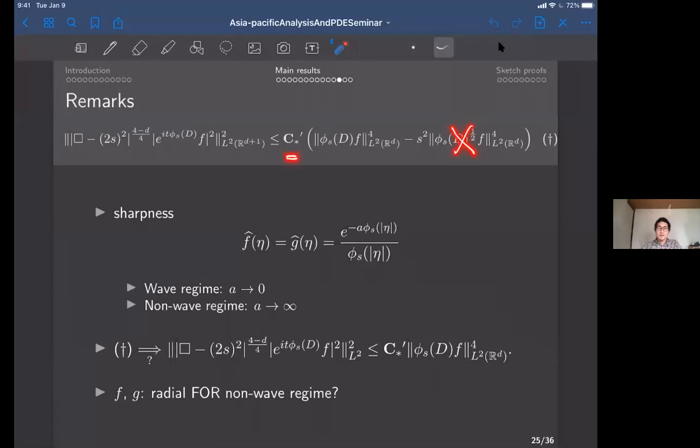Then we still keep this constant as a sharp constant. But for the wave regime, you have a here and take the limit to infinity. And that's a problem, and I'm not sure if you can do it, because this second term has information to contribute to the best constant. So that is how I missed these two corollaries in the non-wave regime.